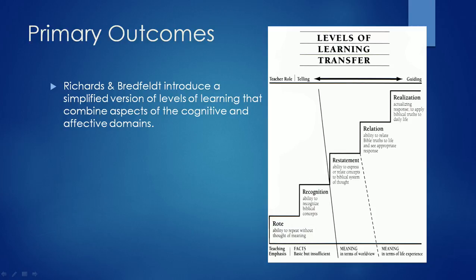And as you read these, a couple of things come to mind. First off, you can probably recognize what these are, like rote: ability to repeat without thought of meaning. Now what does that sound like? Well, it obviously sounds like knowledge, right? It's rote memory, recall of facts, and that's exactly what it is. So this first one, they say, is basically spilling out what you've memorized. That's rote. And the second one, which seems a little more complex, is recognition: ability to recognize biblical concepts.